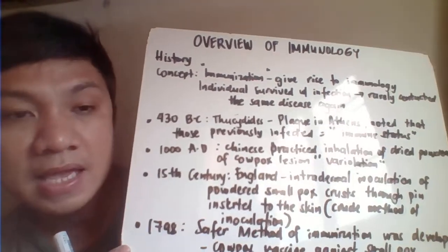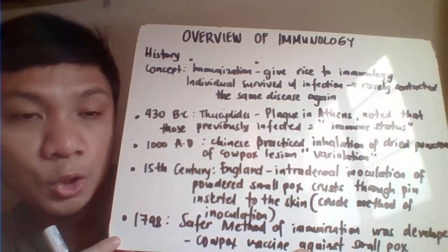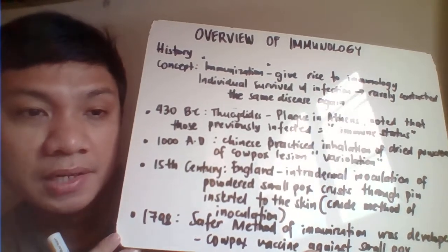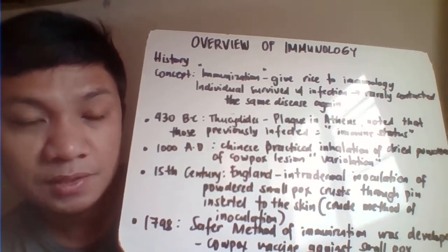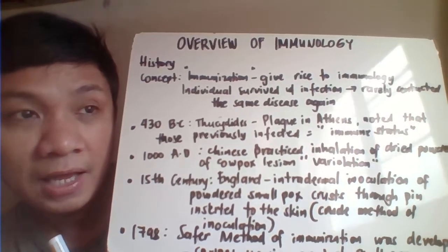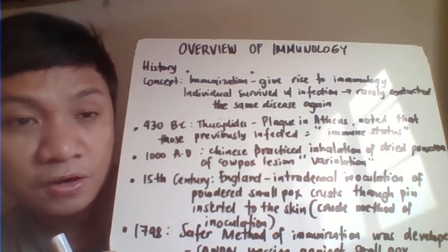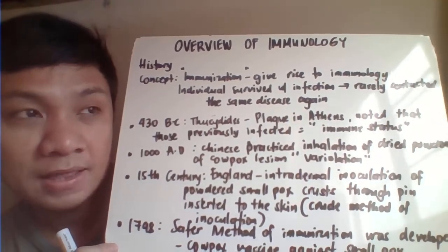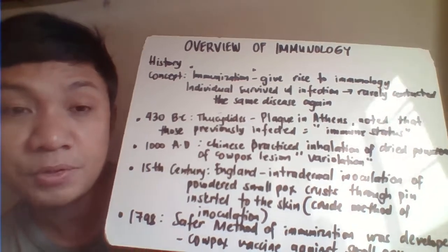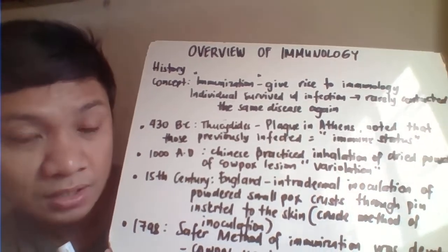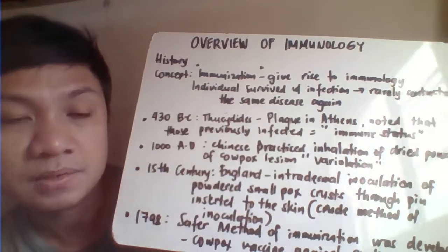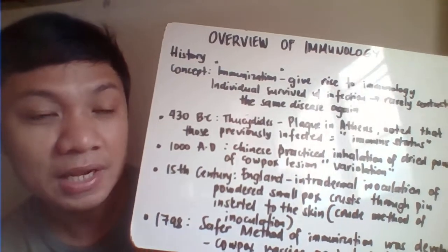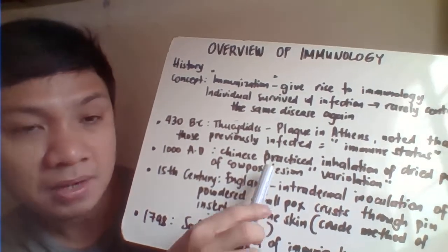Okay, in 1000 AD, however, the Chinese people practiced the so-called variolation process. Variolation is the act of exposing yourself to the pathogen. With that, it would allow stimulation of our immune system and eventually develop an antibody, and therefore serve you with protection against the infection. So what the Chinese people did was introduce primarily a scab or a dried lesion coming from cowpox.